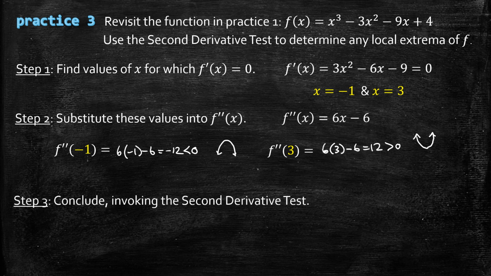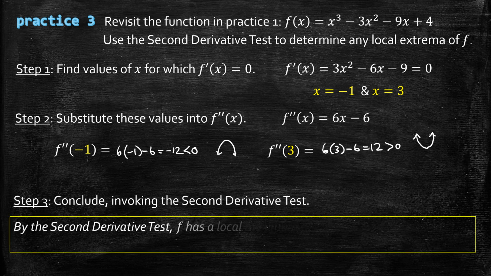The last thing you would do is conclude, invoking the second derivative test. By the second derivative test, f has a local max at x equals -1 and a local minimum at x equals 3. And that is pretty efficient and saves us having to do a number line analysis using the first derivative.